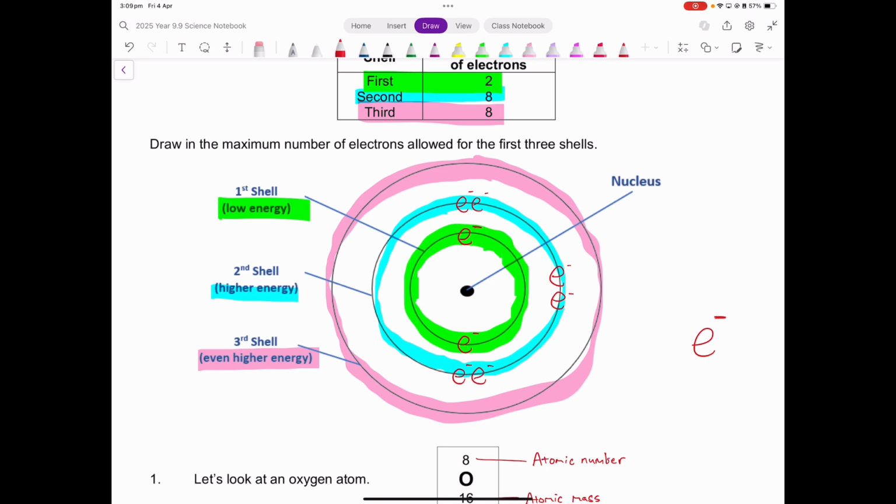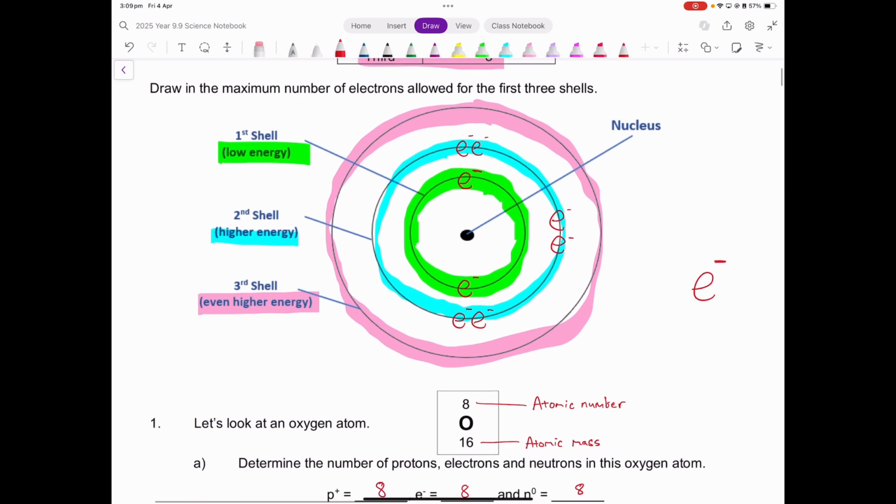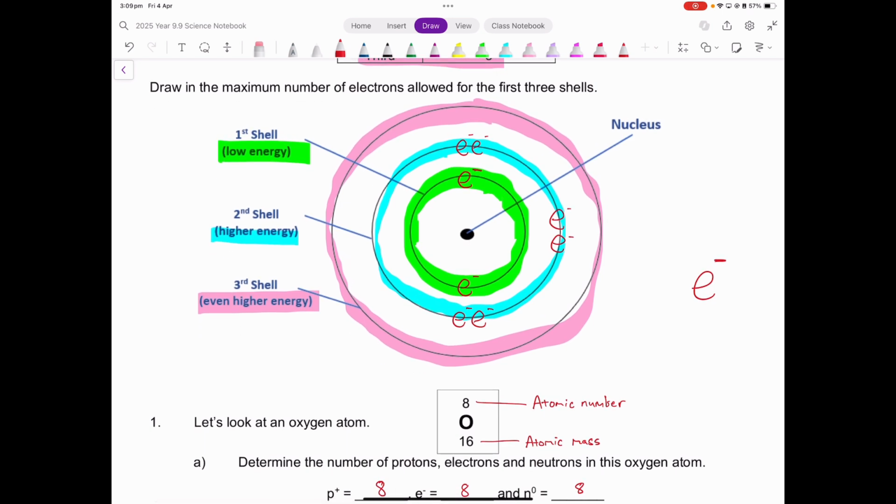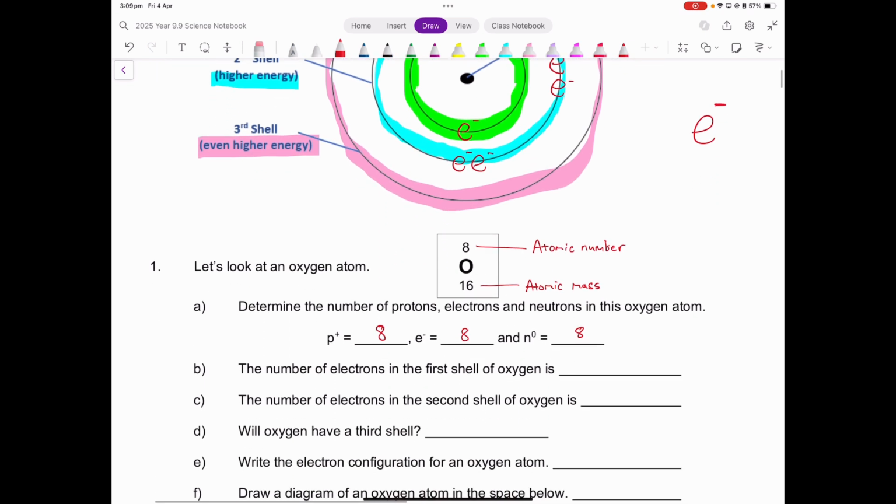So when we talk about the electron arrangement now for oxygen, well, we can say how many electrons are there all together, and we can count them. So we can see on the inner shell, 1, 2, and then in the outer shell, 3, 4, 5, 6, 7, 8. And that lines up with our next question, which is the number of electrons in each shell. So in the first shell, we can see that there are 2 electrons. In the second shell, we can see that there are 6 electrons.